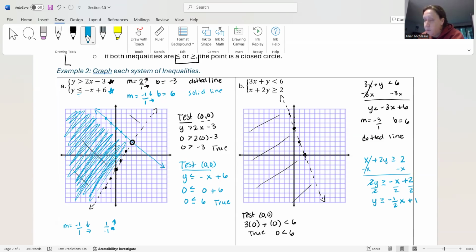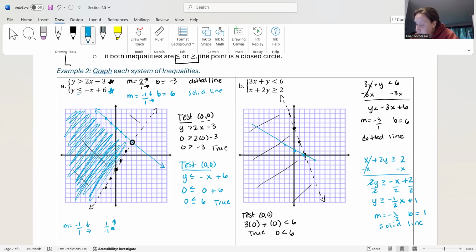Now, as soon as we solve for y, we can get the slope and the y-intercept. So my slope here is negative 1/2. My y-intercept is 1. And I have an or equals to on this inequality, so I do want to graph this with a solid line, okay? So we want to plot 1 on the y-axis, and then I'm going to go down 1 to the right 2, down 1 to the right 2. I could also go up 1 to the left 2.